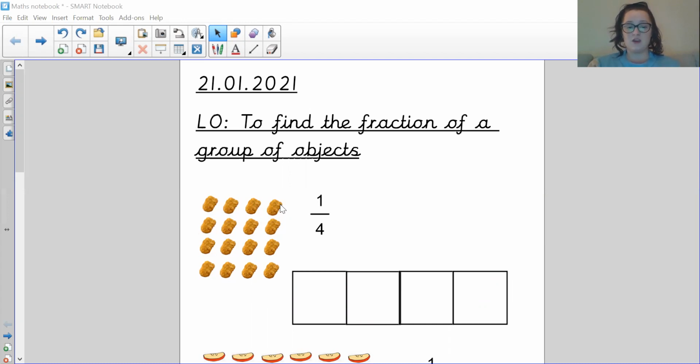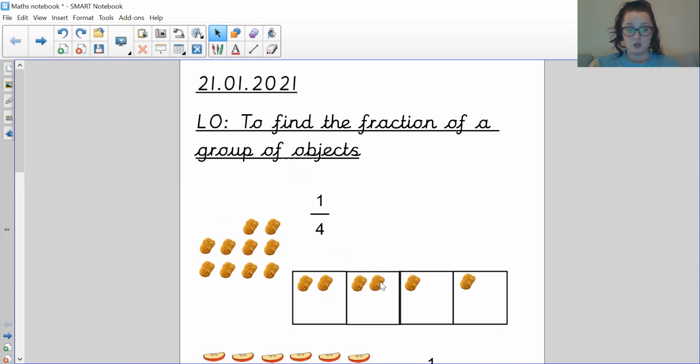1, 2, 3, 4, 5, 6, 7, 8, 9, 10, 11, 12, 13, 14, 15, 16. So I've got 16 chicken nuggets and I need to group them into 4 groups and see how many there are in a quarter. I'm going to take them one at a time and put them in a group. So 1, 2, 3, 4, and I'm going to do another 4.